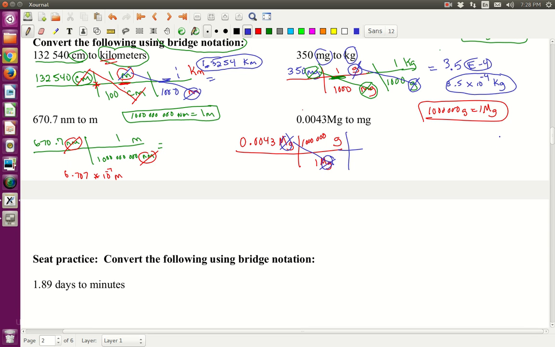So milli means 1,000th. So 1,000 milligrams is 1 gram. This is super small, a milligram. It's even smaller than the paperclip size, which is only 1 gram. So 1,000 milligrams is 1 gram. And that's what I need. I need milligrams. So 1,000 milligrams is 1 gram. That's what goes on top and bottom. So we take grams and we cancel them out, and we do the math to get our answer.